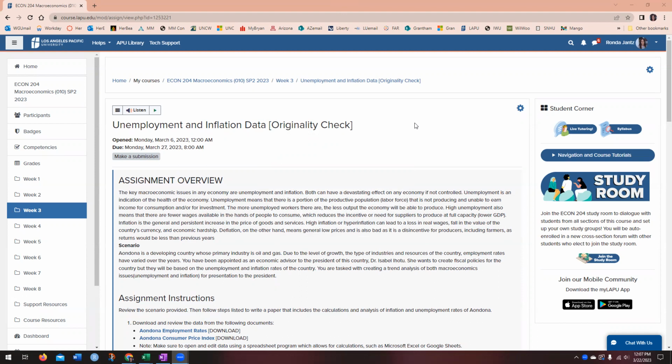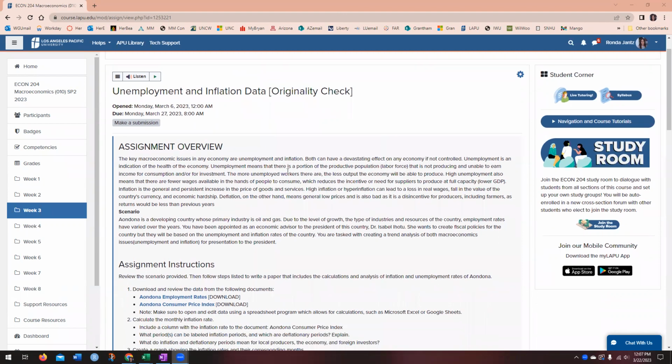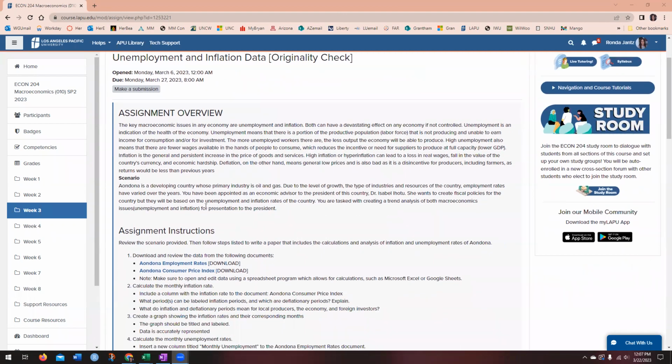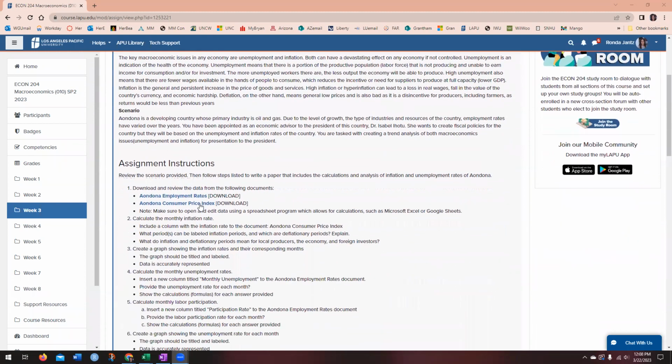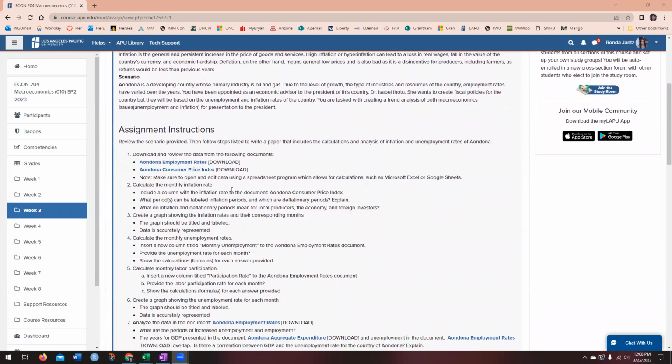We are now in week 3, and we're going to have an unemployment and inflation data assignment. I'm not going to read the overview to you, but it talks about what we're going to do. Then we're going to download both of these files. One's on unemployment and one's on CPI, which helps us to find the inflation rate. And then we are going to calculate inflation as well as unemployment.